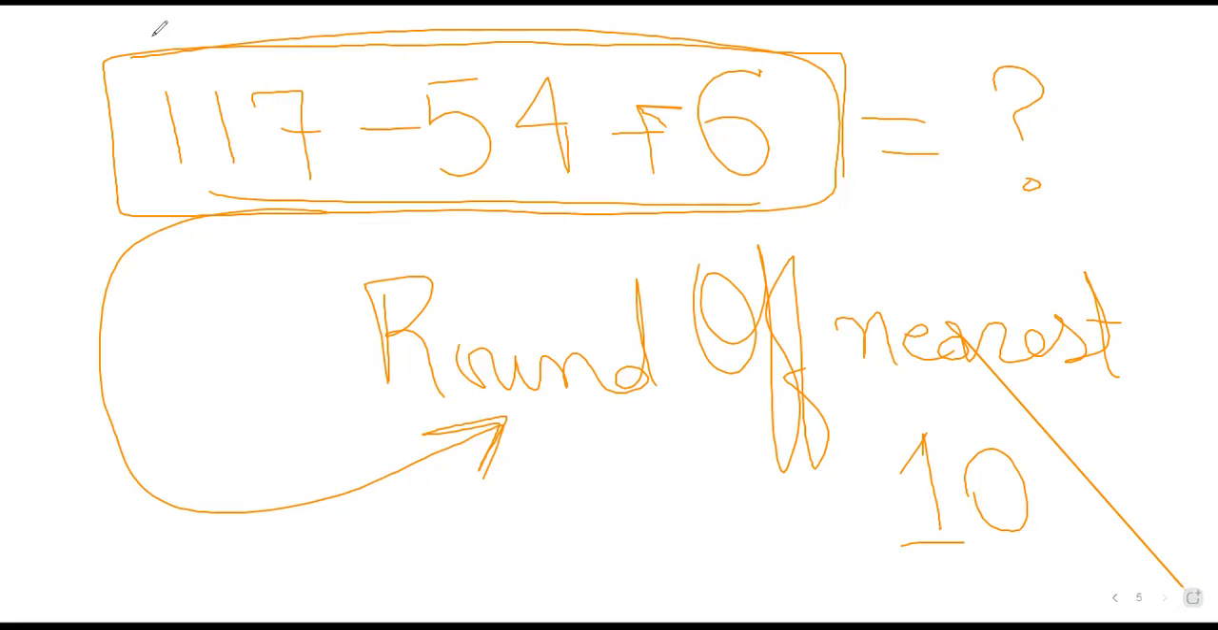Actually, you will have to use the order of operations: division, multiplication, addition, and subtraction. So addition and subtraction both are there. Then you will have to round off. Round off to the nearest 10 means that if you have the answer like 69, you will have to round off to the tens. What I mean to say, this is the unit digit and this one is the tens digit.